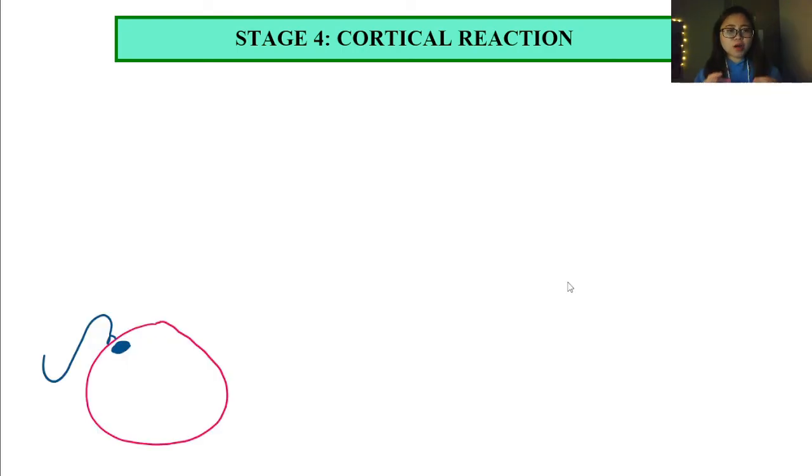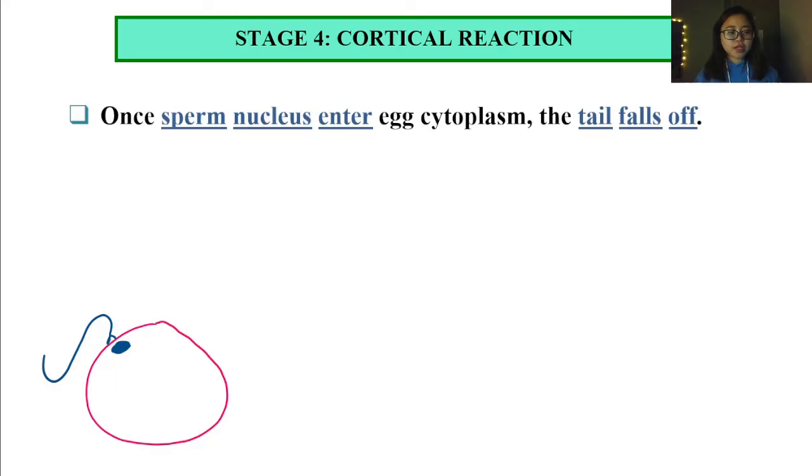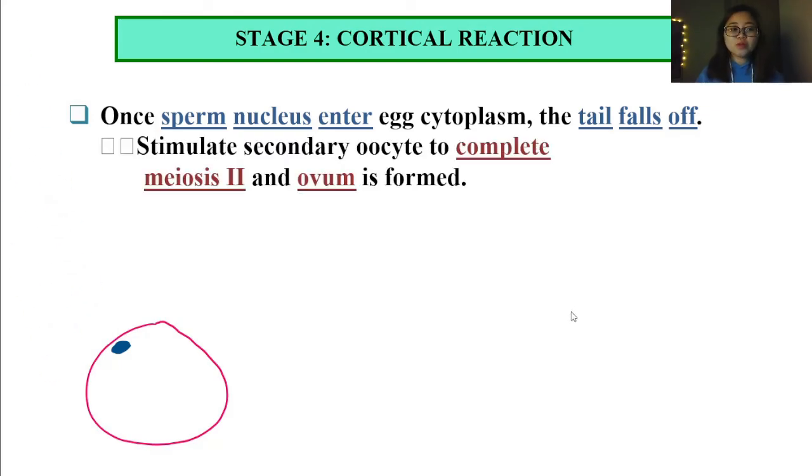Now let's talk about what else happens during stage 4. Once the sperm nucleus enters the egg cytoplasm, the tail will fall off, and then it will stimulate the secondary oocyte to complete meiosis 2, and ovum is formed.